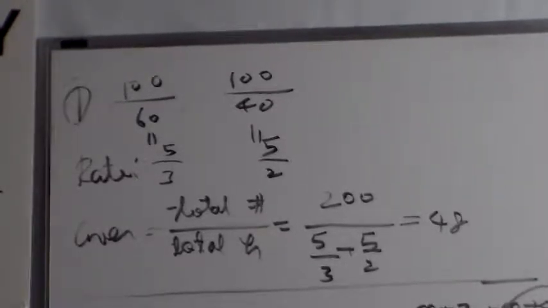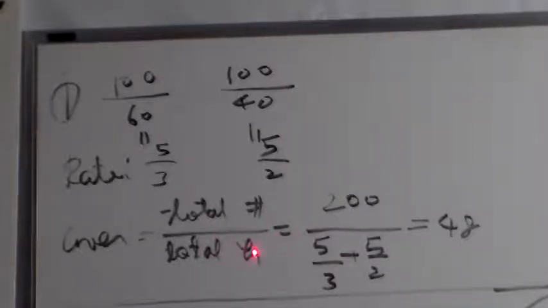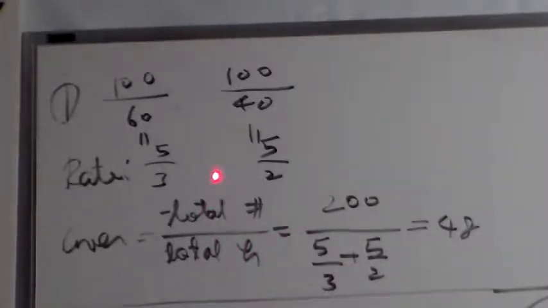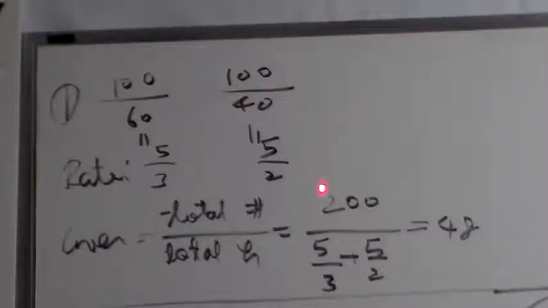Okay, number 1. She can type 100 pages in 60 minutes, and 100 pages in 40 minutes. So we can figure it out by average. This one is 5/3, this one is 5/2. Making sure average is total number divided by total hour or total time. So making sure she's gonna have 200 pages, not 100.